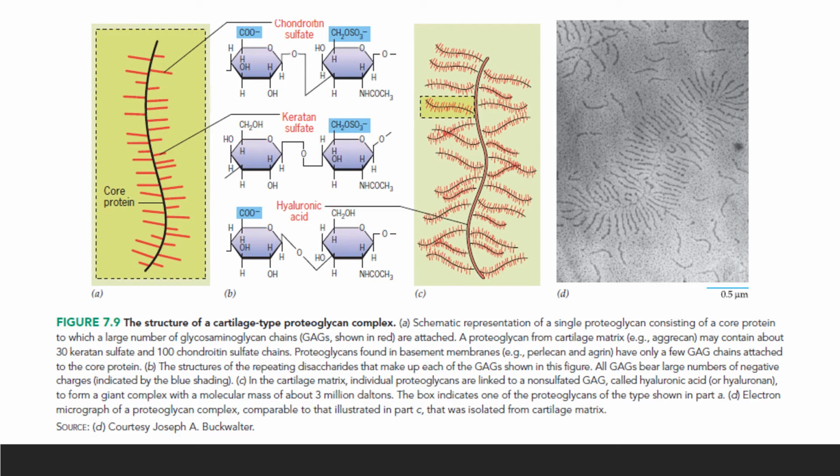So here you will see what the structure of a cartilage type proteoglycan complex looks like. Here you will see the core protein that is attached to a single proteoglycan. Okay, so you will see here that the core protein can be linked to chondroitin sulfate, keratan sulfate, and of course hyaluronic acid.